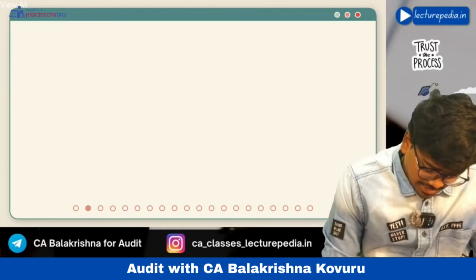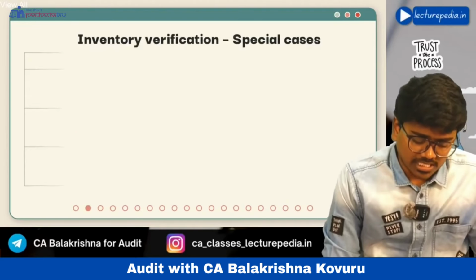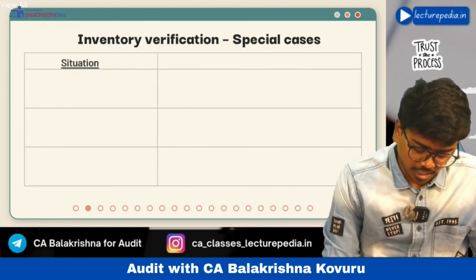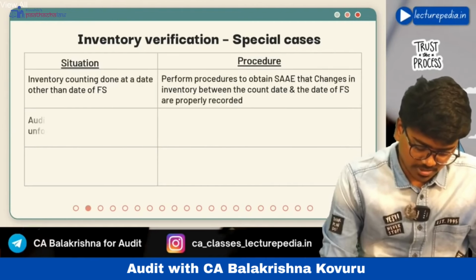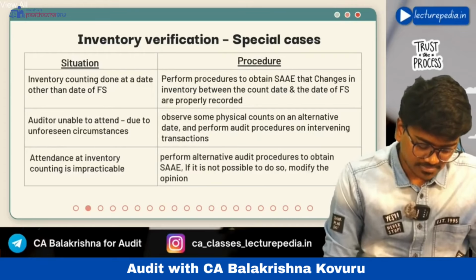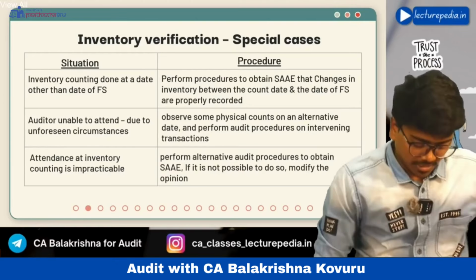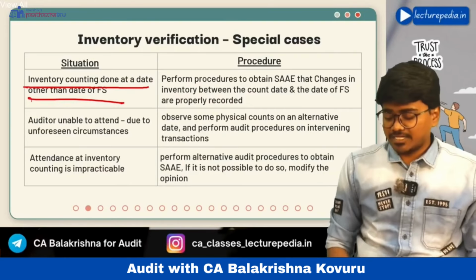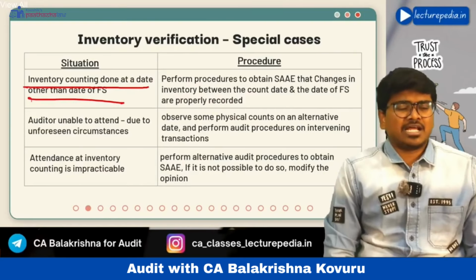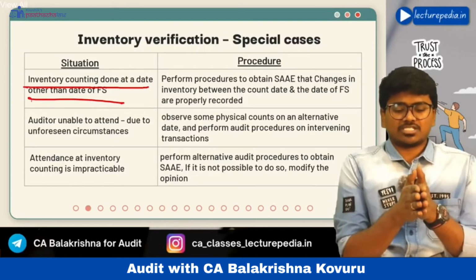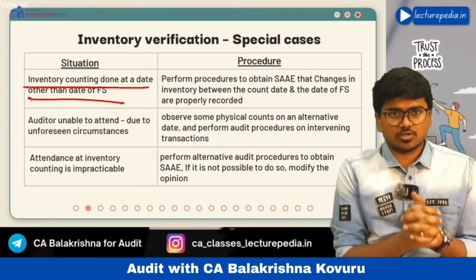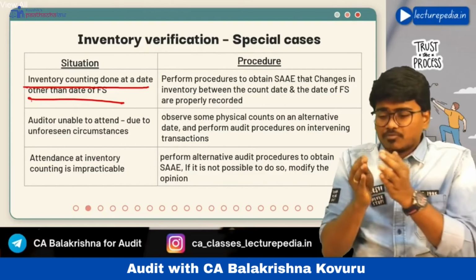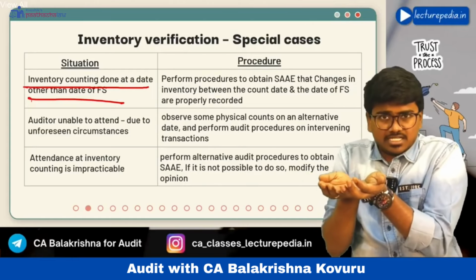Next, there are certain special situations: inventory verification in certain special situations. How to deal with those special situations? Let us see. Situation number 1: inventory counting is done at a date other than the date of the financial statements. Financial statements will be prepared as on 31st March of a given year, let's say 2025. On 31st March 2025, this much amount of inventory is there.